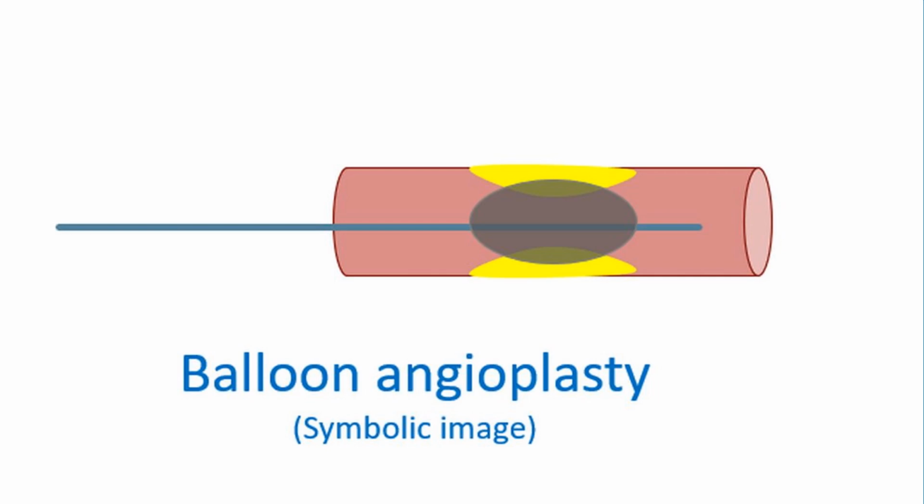Rotablation facilitates angioplasty of severe blocks in blood vessels of the heart with a lot of calcium deposits, which are usually difficult to remove by balloon angioplasty. In balloon angioplasty, sturdy balloons attached to long thin tubes known as balloon catheters, introduced through the blood vessels of wrist or groin, are used to remove blocks in blood vessels.